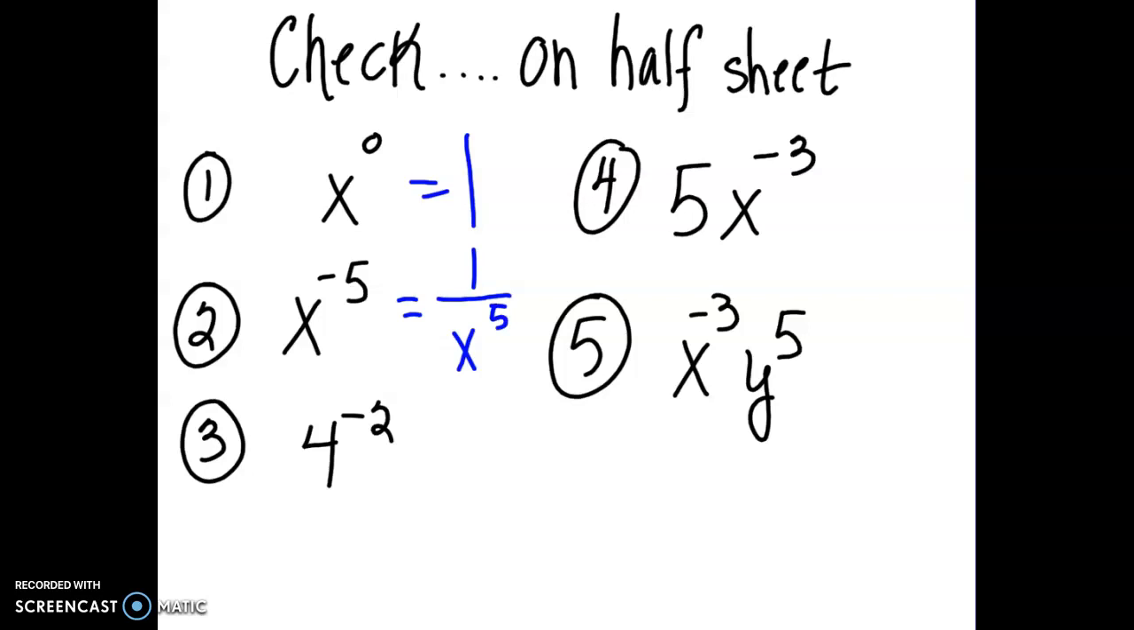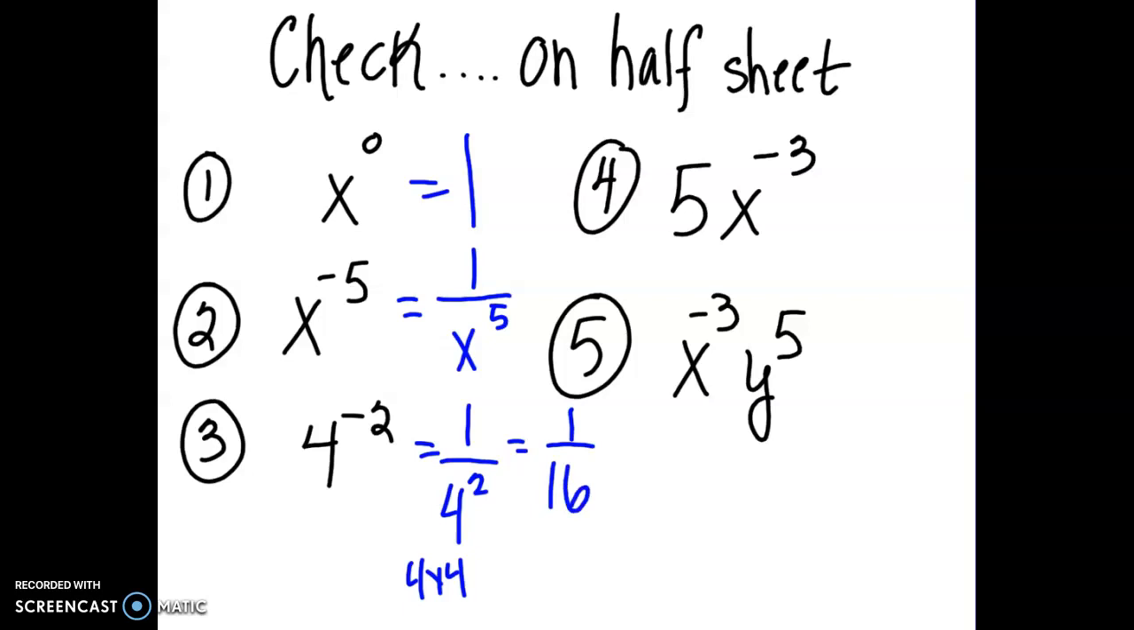Number 3. Again, we cannot have a negative exponent, so we are going to rewrite this as 1 over 4 squared. And remember, 4 squared we can now simplify, so 4 squared is 4 times 4, so we get 1 over 16.